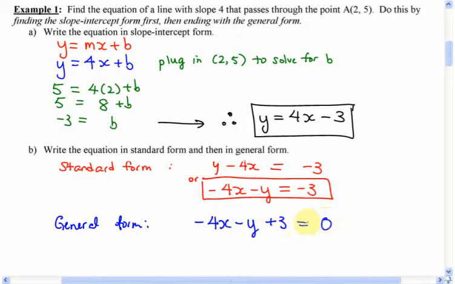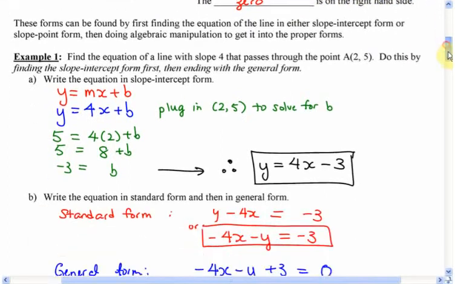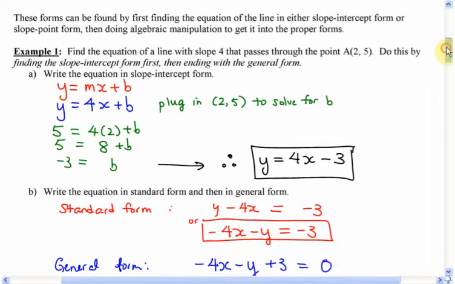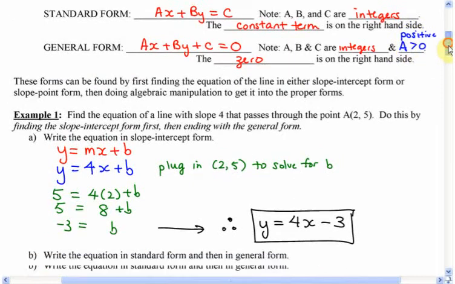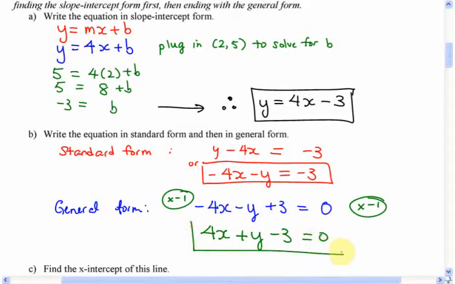Now let's double check to make sure this is okay as well. General form, remember, a, b, and c are integers, you bet. 0 on the right side, you bet. But don't forget, a has to be positive. So right now the a value, which is the number in front of the x term, is not positive. We need to make it positive. How can we make it positive? Let's multiply both sides by -1. And when we do that, we get 4x minus y plus 3 equal to 0. Done.